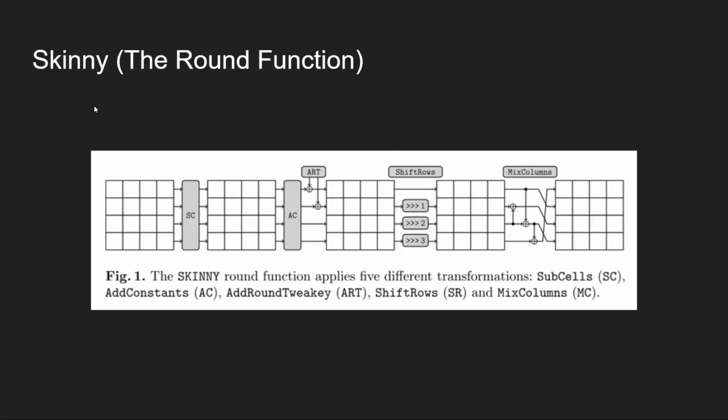And then Skinny runs through something called the round function. Before, Skinny-128-384 originally ran through 56 rounds, but recently they made something called Skinny-128-384+, which is reduced to 40 rounds. So it will go through 40 rounds of these different transformations. One encryption round is composed of the following order: SubCells, AddConstants, AddRoundTweakey, ShiftRows, and MixColumns.